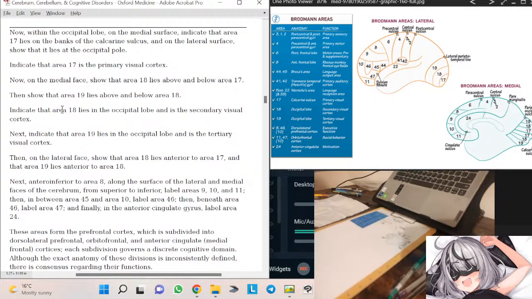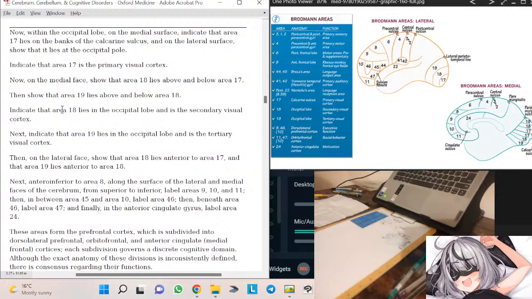Next, anteroinferior to area 8, along the surface of the lateral and medial faces of the cerebrum, from superior to inferior, label areas 9, 10, and 11. Then in between area 45 and area 10, label area 46. Then beneath area 46, label area 47. And finally in the anterior cingulate gyrus, label area 24. These areas form the prefrontal cortex, which is subdivided into dorsolateral prefrontal, orbitofrontal, and anterior cingulate medial frontal cortices.